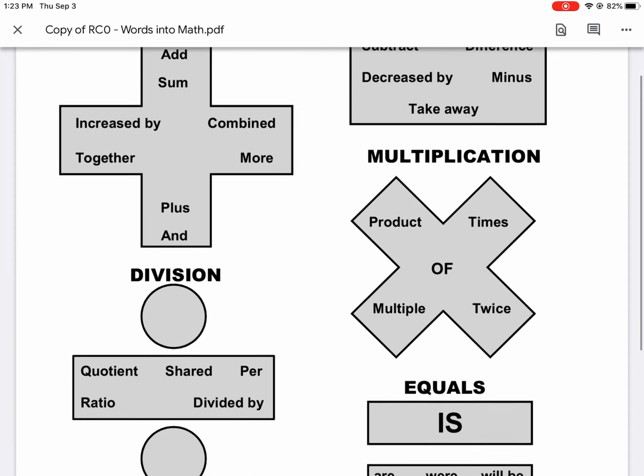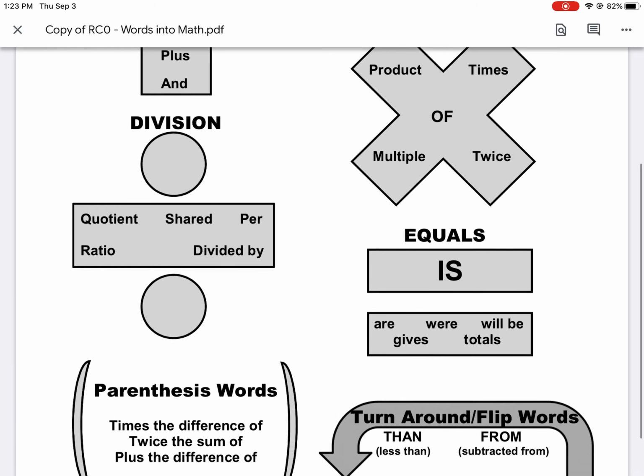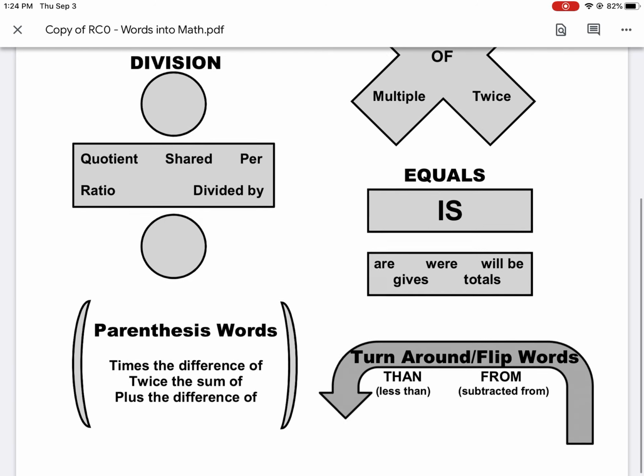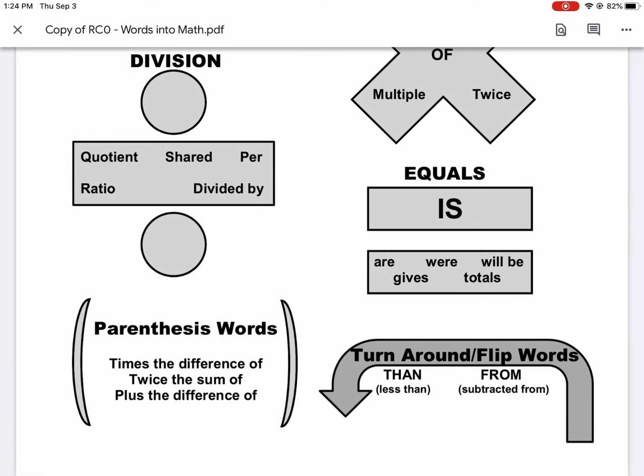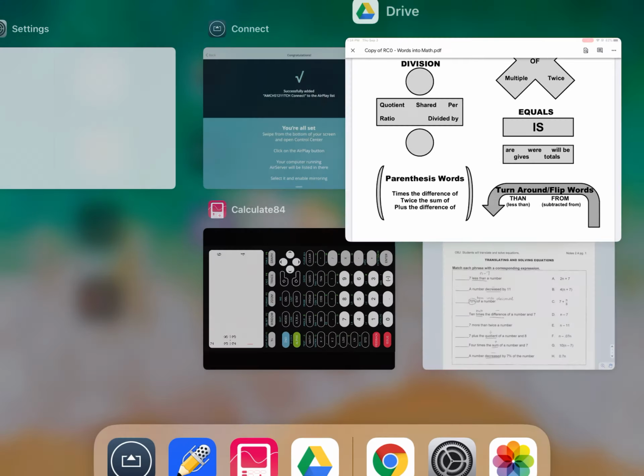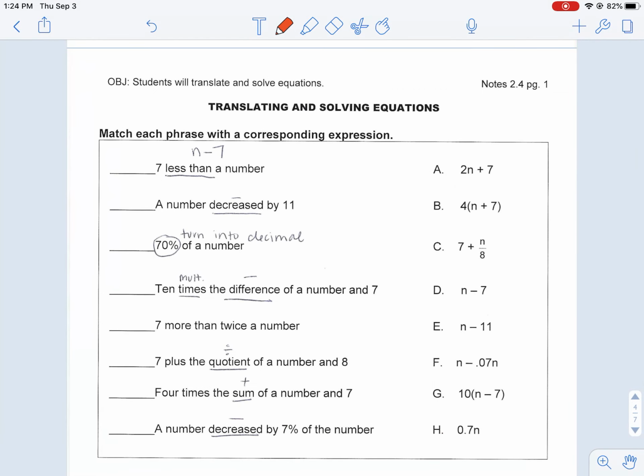Decreased by is subtraction. Of means multiplication. Quotient is division. Is means equals, or any of those words below can be equals. And then the turnaround or flip words are words that if you see them, you switch the order of the words. Whatever comes in front of the word, you put behind the symbol. Whatever is behind the word goes in front. And then parentheses words. So as we are translating these, you're going to see some of these words. And if you're really confused on how on earth I knew what to do, that paper will help you.